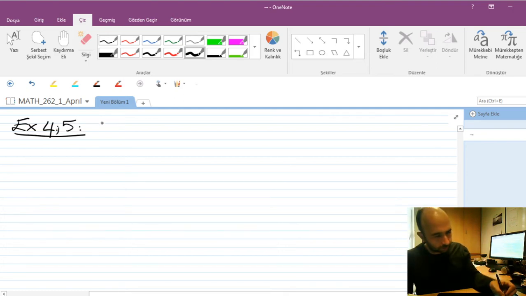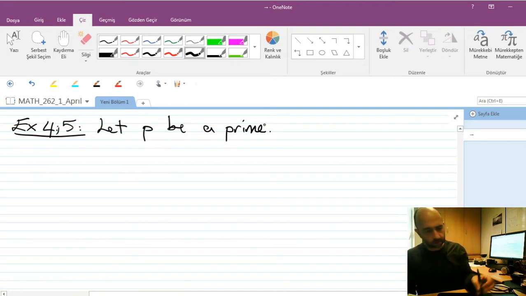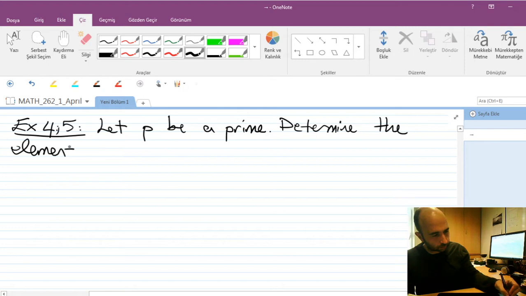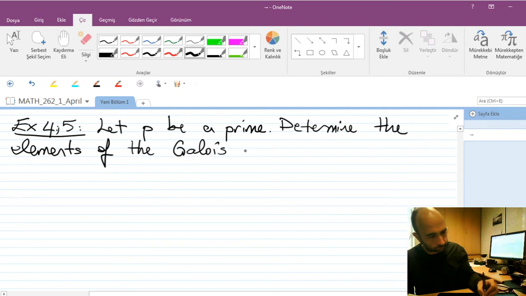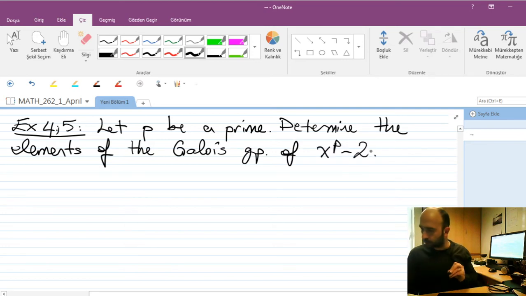So let p be a prime. It says determine the elements of the Galois group of the polynomial x to the power p minus 2. I mean, this is intended to mean it's the splitting field of x to the p minus 2 over Q.